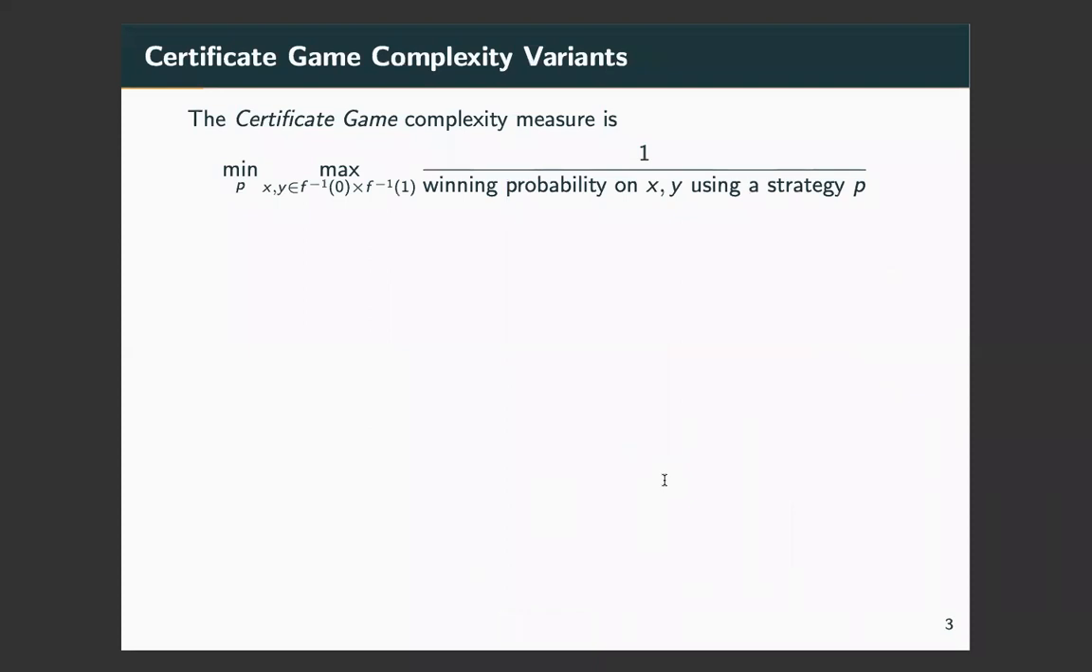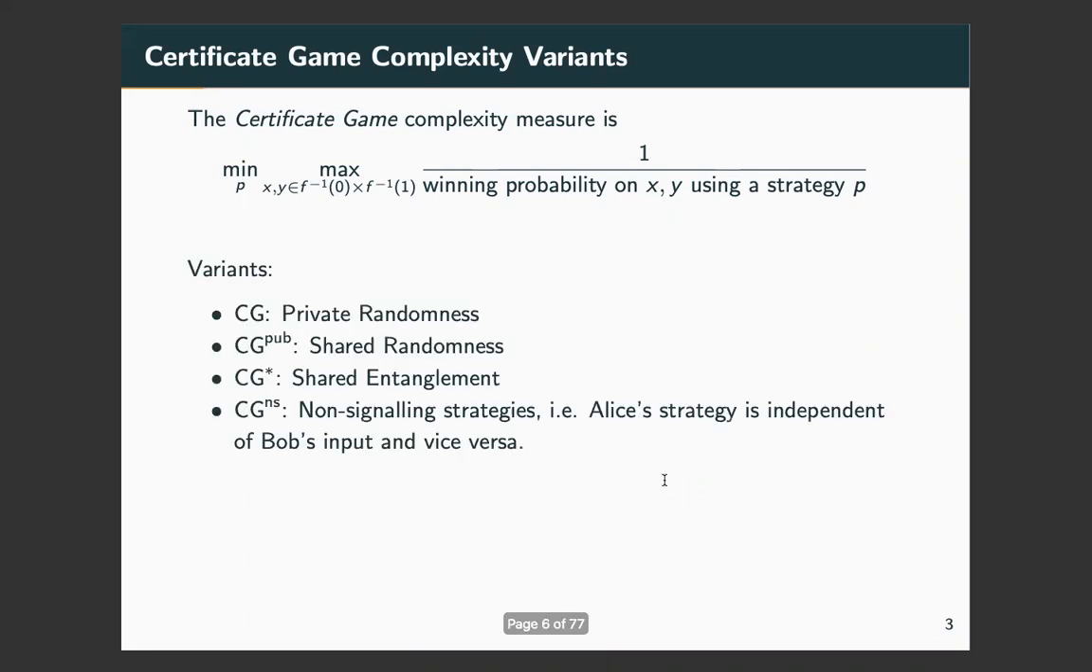Based on the certificate game that we introduced, we define the certificate game complexity measure as the inverse of the winning probability for the best strategy and the worst case input pair. We consider 4 variants of this complexity measure based on the strategies that the players are allowed to use. The first of these is the CG measure, where each of the players has access to their private sources of randomness. The second is the CG pub measure, where the players can use a shared source of randomness.